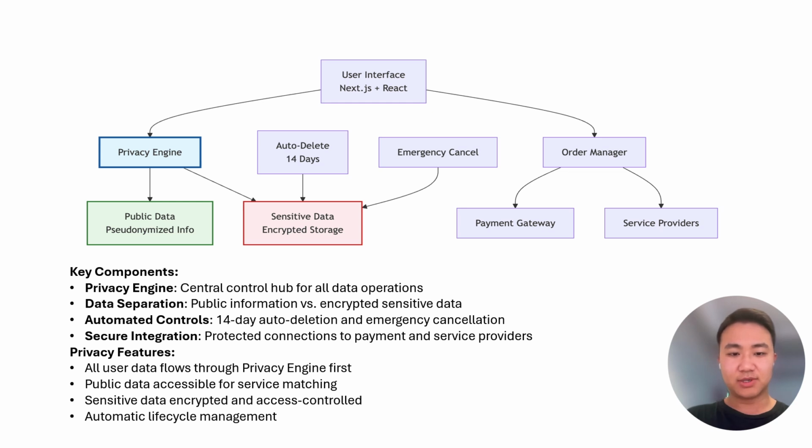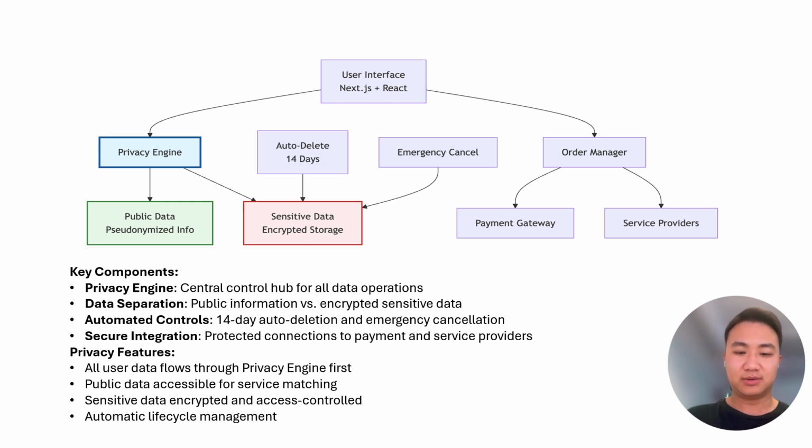When users interact with our Next.js interface, everything goes through this privacy engine first. It acts like a smart gatekeeper that decides what information can be stored where. Notice how we have two separate data stores. The green box shows public data, things like plumbing service needed, information that's safe to share. The red box contains sensitive data, real name, exact address.